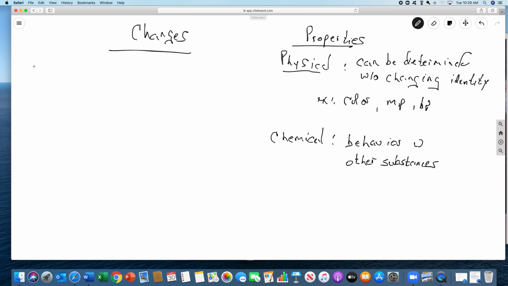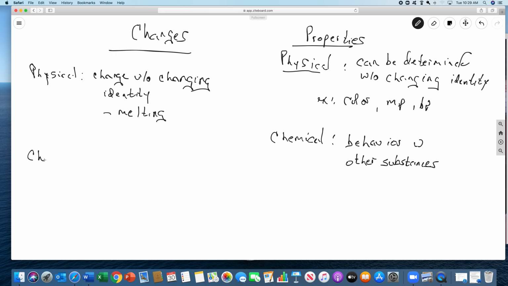Now changes have the same definitions. There's the same classifications, excuse me. And excuse my handwriting, you've probably gotten used to it already after 1 or 2 of these. A physical change is a change very similar to a physical property, without changing identity. So example, melting, any phase change. Tearing a piece of paper. In a chemical change, you make new stuff.